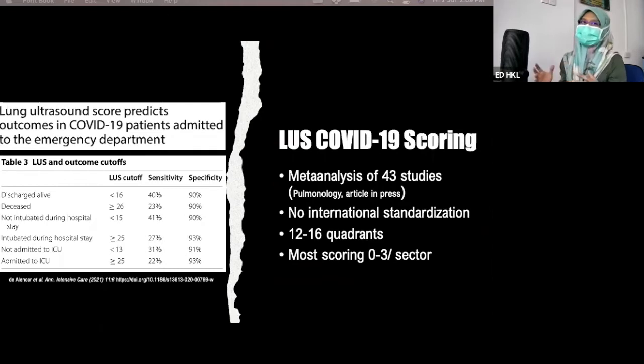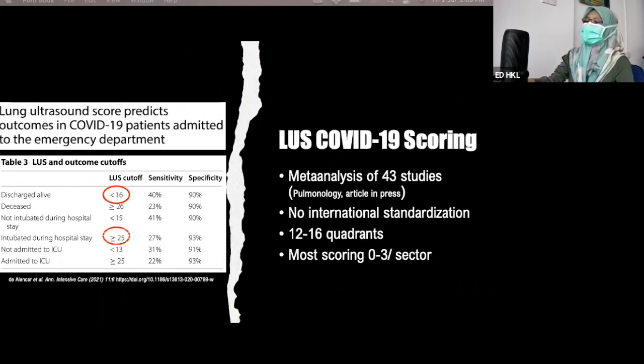So most of the studies found that LUS were done with 12 to 16 quadrant scanning, and the scoring is also almost similar. But then they found that a lung score of less than 16 is associated with a good outcome. The patient normally will be discharged alive.